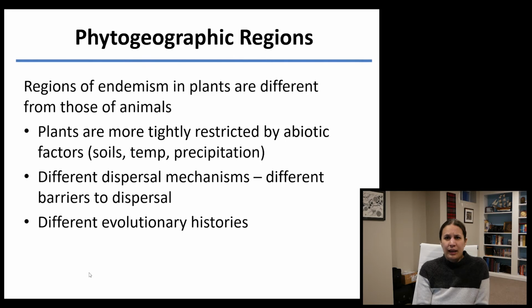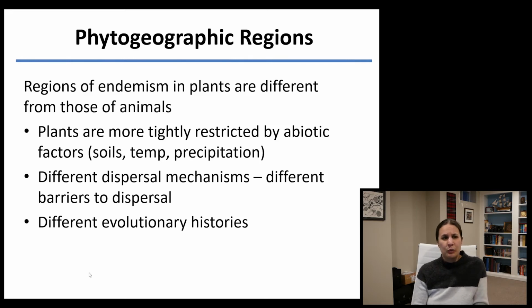Plants also have different dispersal mechanisms than animals do, and that means they're going to have different barriers to dispersal. If you remember all the way back towards the beginning of term, which seems like 10 years ago now, we talked about dispersal and we talked about barriers to dispersal. And I made a point to mention that what is a barrier is relative.